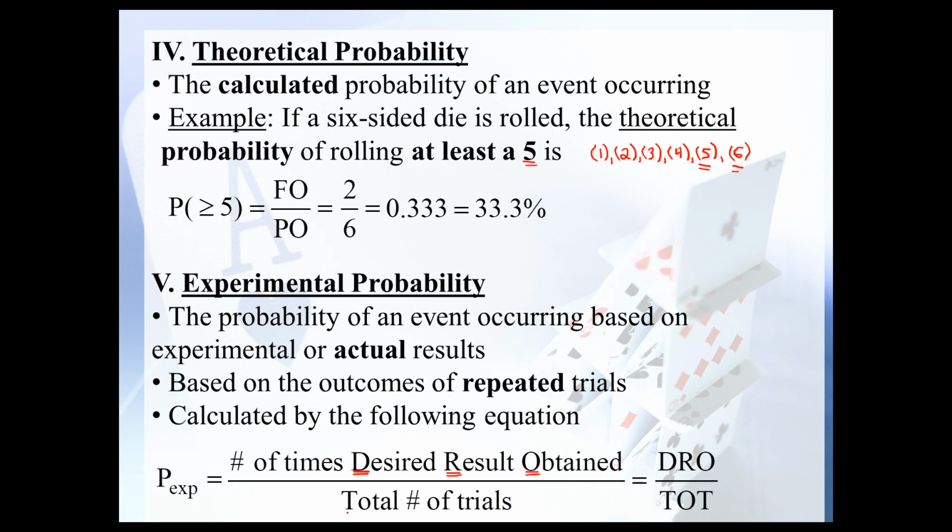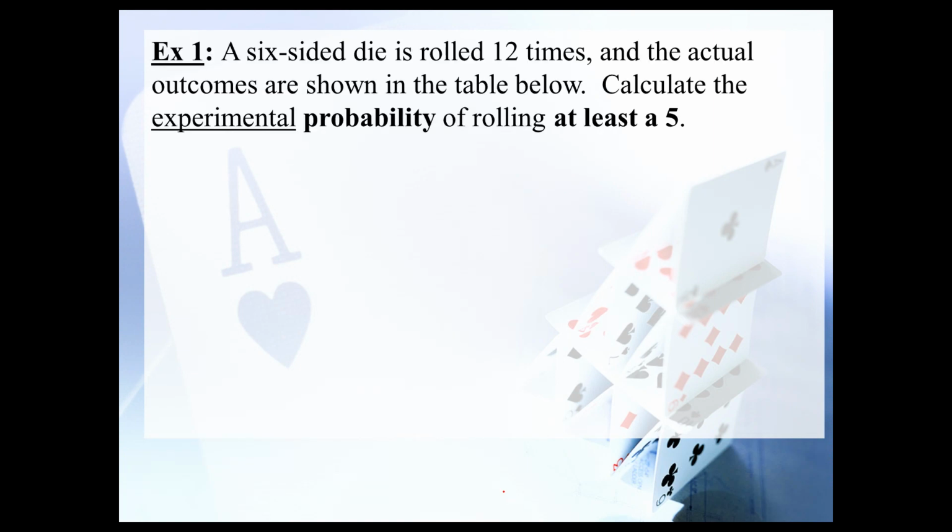It's a bit of a different way that we're going to calculate it, because for experimental probability, we have to observe how many times I got my desired result and then divide that by the total number of times I actually performed the experiment. So the numbers are not going to be the same as if you did a theoretical probability calculation. Let's look at an example of this.